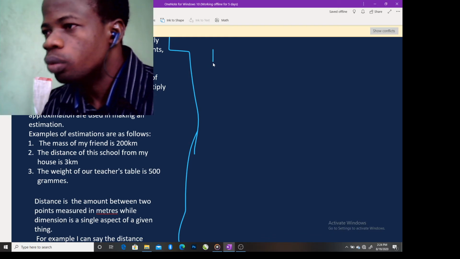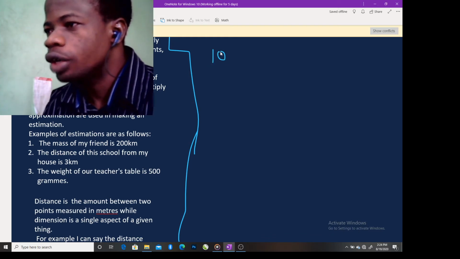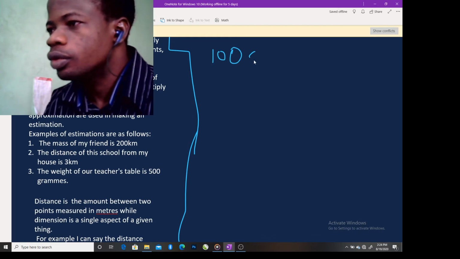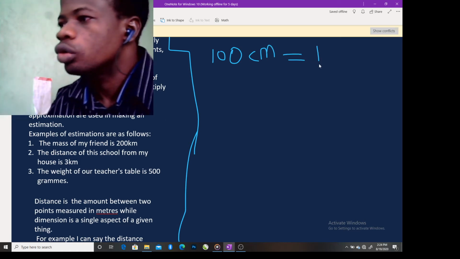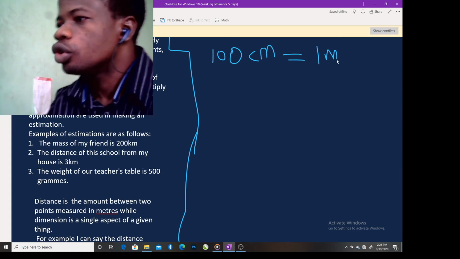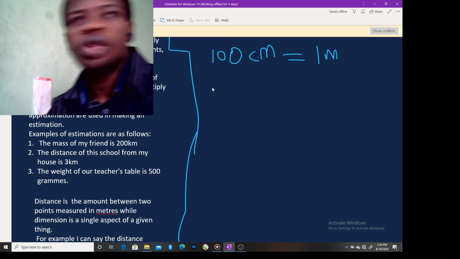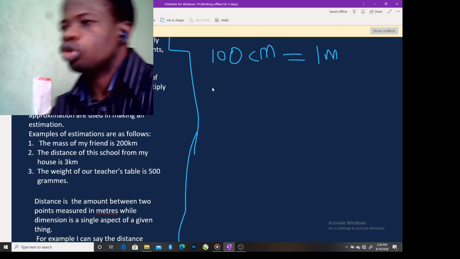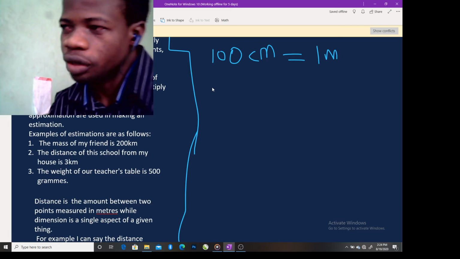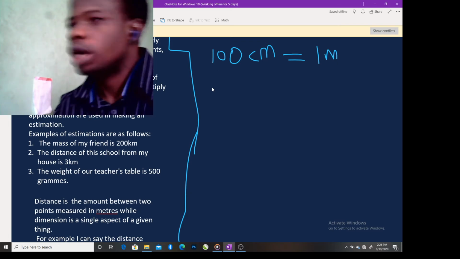Basically, we know that 100 centimeters is equal to 1 meter. So because you know this, if you are told to estimate 300 centimeters in meters, you can easily do that.